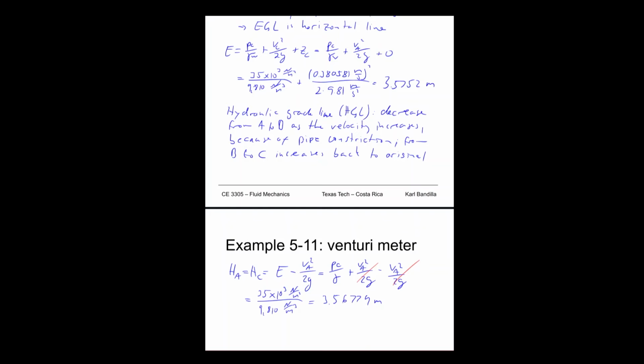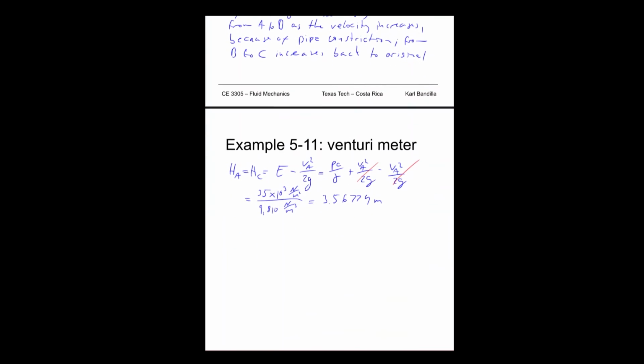Of course, now means we also need to calculate it at B. Should be quite a bit lower there because the velocity is much higher. So if we say HB is going to be E minus VB squared over 2G. Again, our E was PC over gamma plus VA squared over 2G. VB we figured out was 16 times VA. So 16 VA squared over 2G.